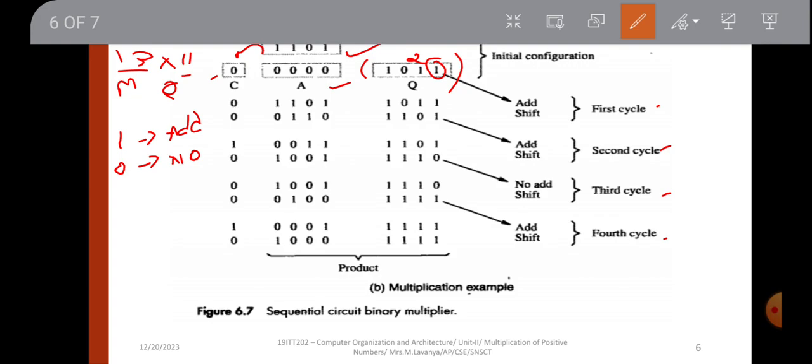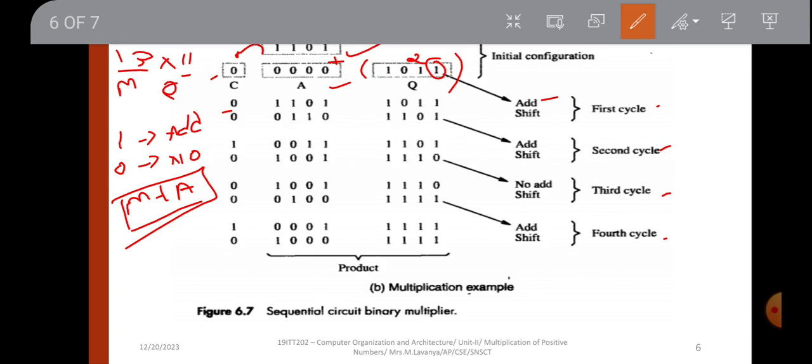Since it is 1, we will be adding the value of M to the accumulator. M plus A will be performed. This is the addition operation. Our accumulator is 0, so we are adding the M value to this. So in the add step, it is updated as 1 0 1 1, and we have no carry, so the carry is 0. And the first step is over.